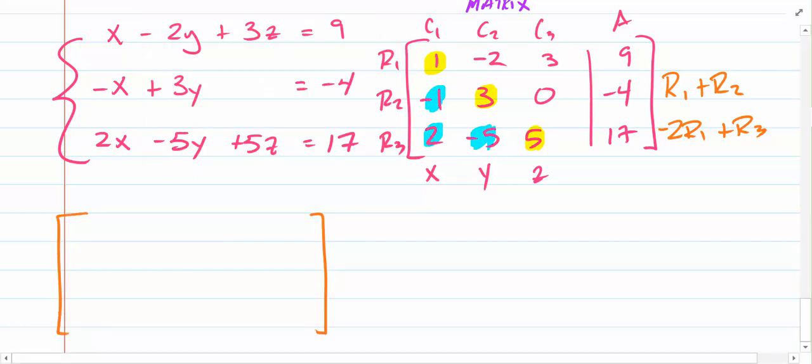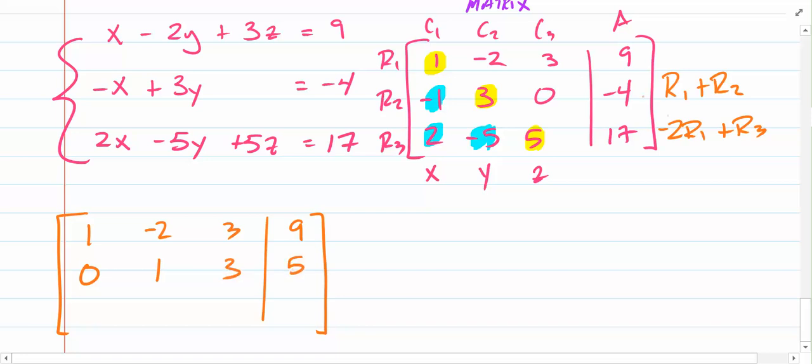All right, so do we change anything? Do we change row 1? So here we go. We're going to have 1, negative 2, 3, line 9. Do nothing to that one. This is going to become a 0 by design. When I add those together, negative 2 and 3, how much is that? That's a 1. That's good news. 3 and 0, 3. That's good. 9 minus 4? 5. Good.